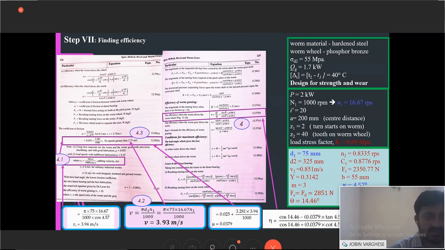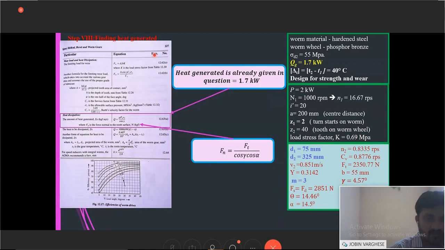Next part is finding the heat generated. Usually we will find the equation on page number 227, this one. However, the heat generated is already given in our parameters, so we don't need to calculate this heat generated.